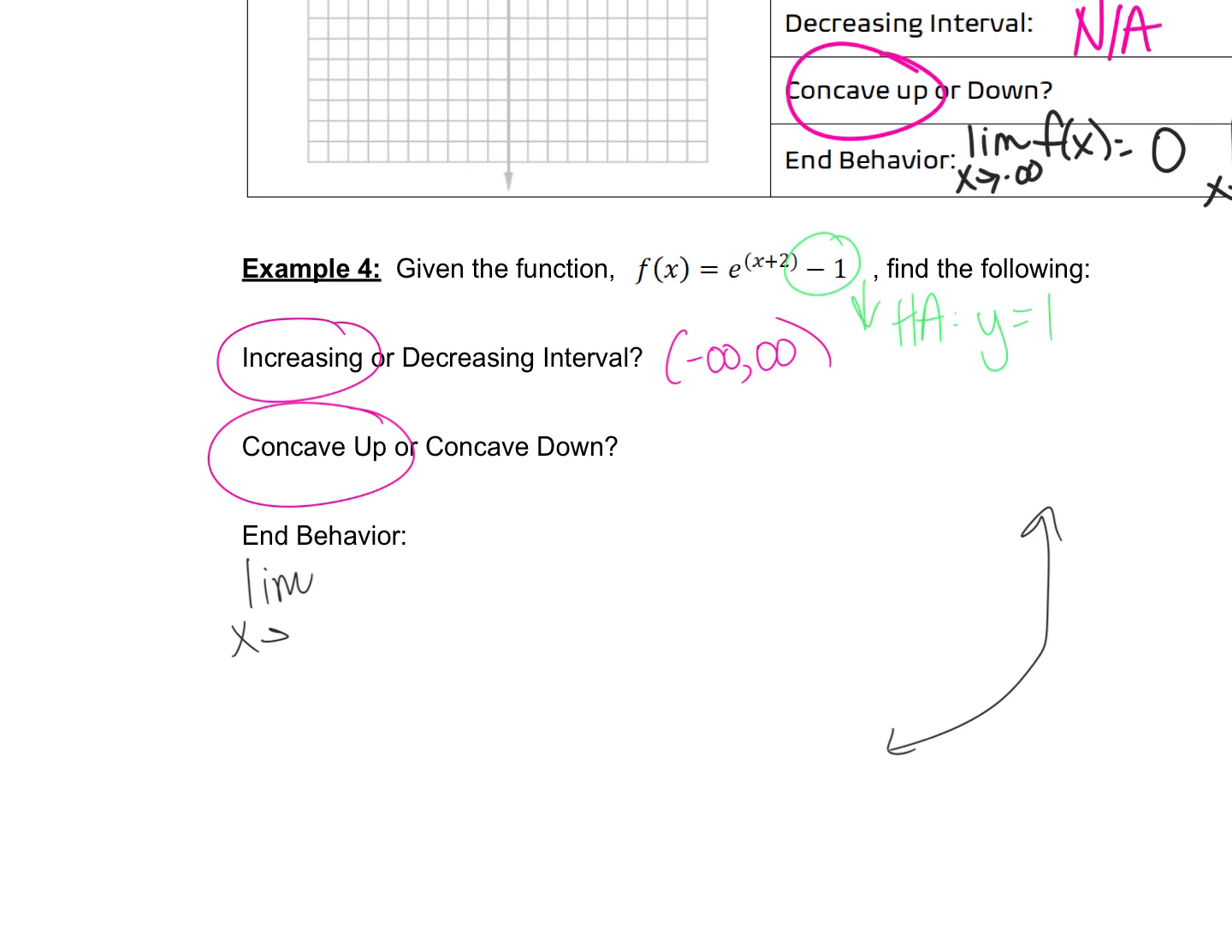So the limit as x approaches negative infinity. If it's growth, what's it doing on the left side? It's going to the asymptote, negative 1. On the right-hand side, it's approaching positive infinity. Okay. So is that too terrible?